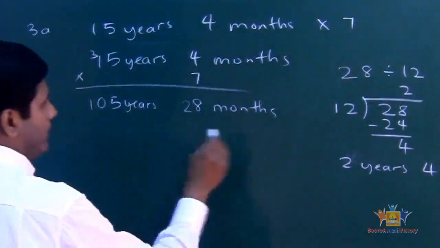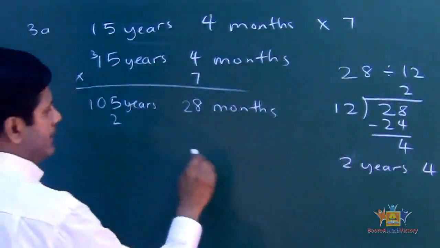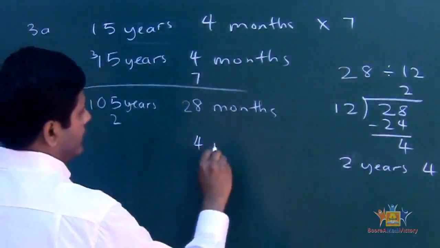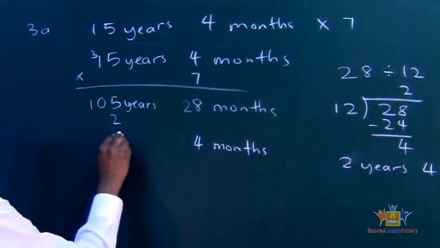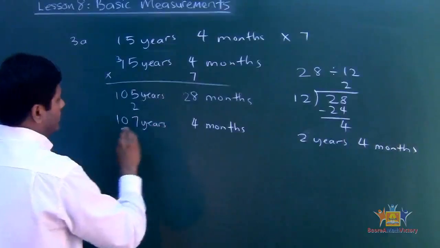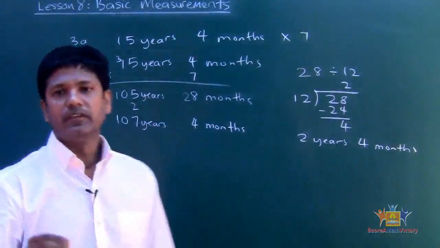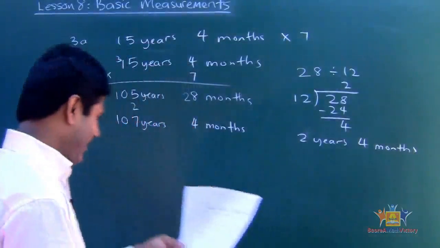So I'm going to bring the 2 years and add it to the 105, and then leave the 4 months right here. Okay? So that gives me 5 plus 2 is 7. Bring the 0, bring the 1, and years. So 107 years and 4 months. Okay, good. Alright, let's do problem B.